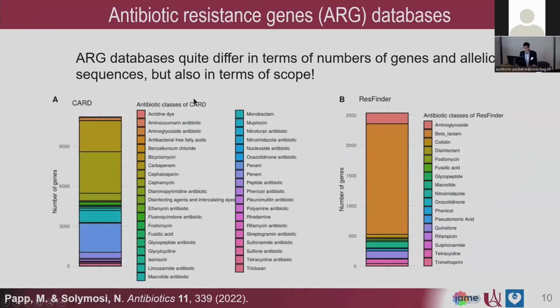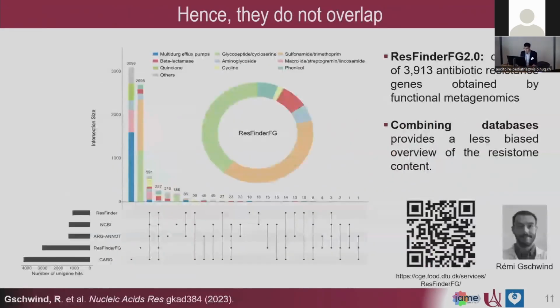So let's say typically that in CARD, you have genes which are not really genes that will have a clinical interest for you. And one of the key messages about all the databases is that they don't typically overlap, because of the difference in the content that you have.